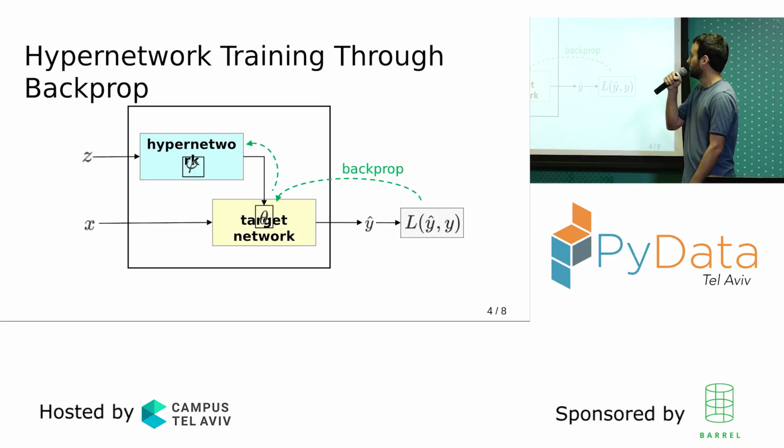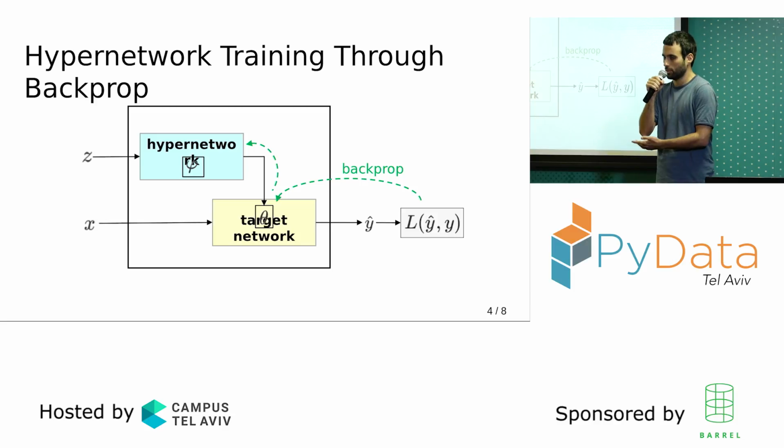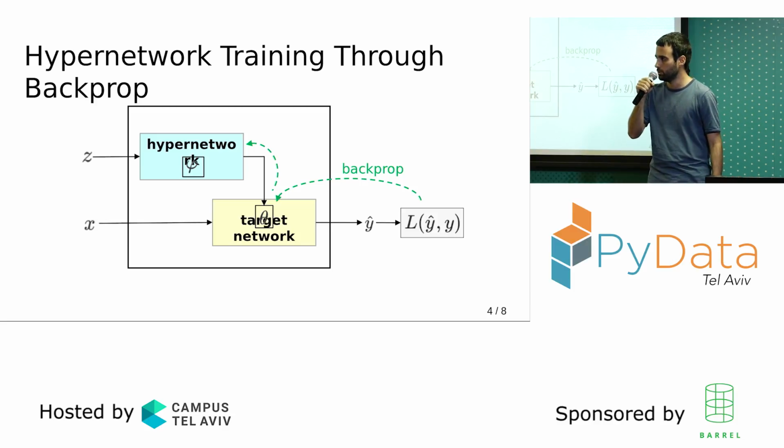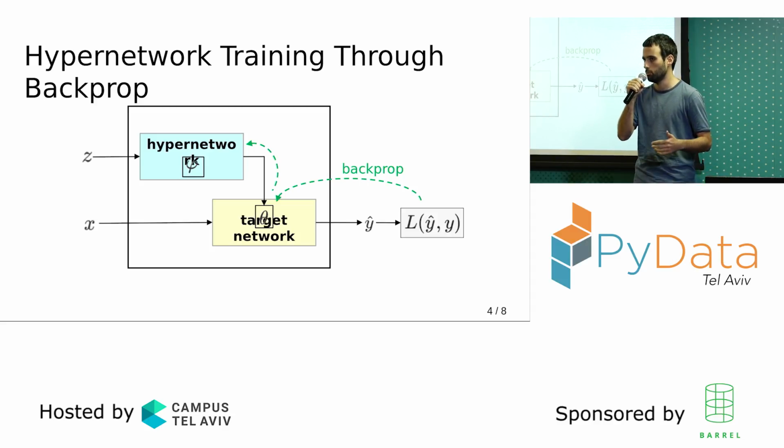Actually, training this is relatively simple. The concept is simple. All you need to do is combine your hypernetwork with your target network into one big combined network, treat it as one network, and just use standard backpropagation.